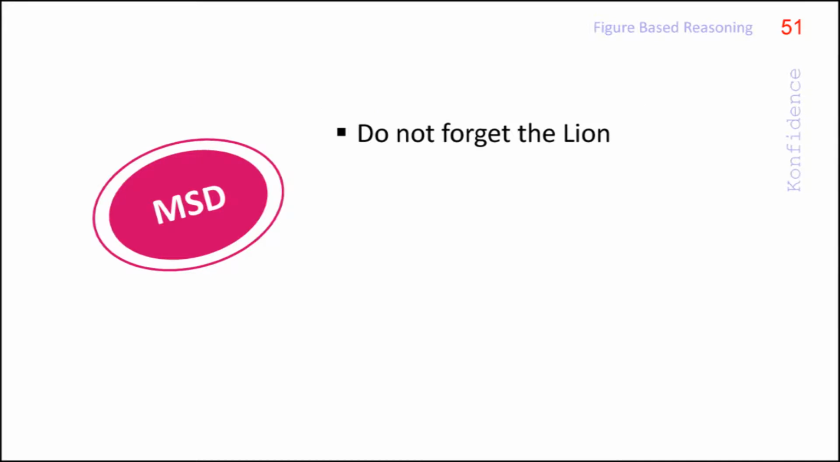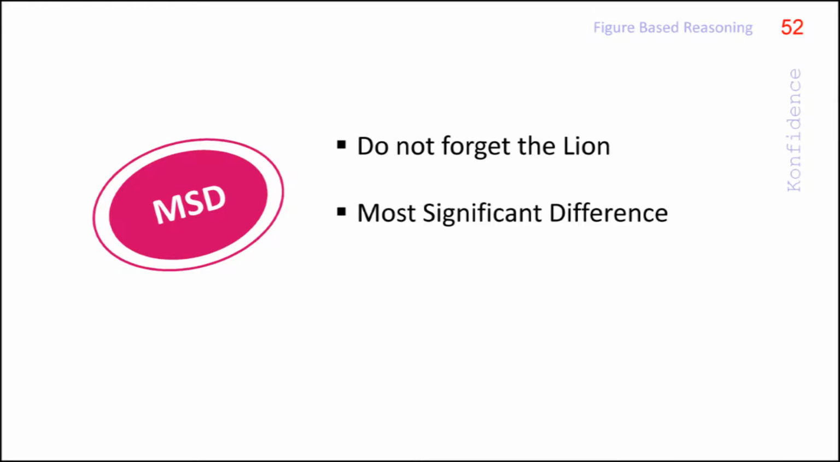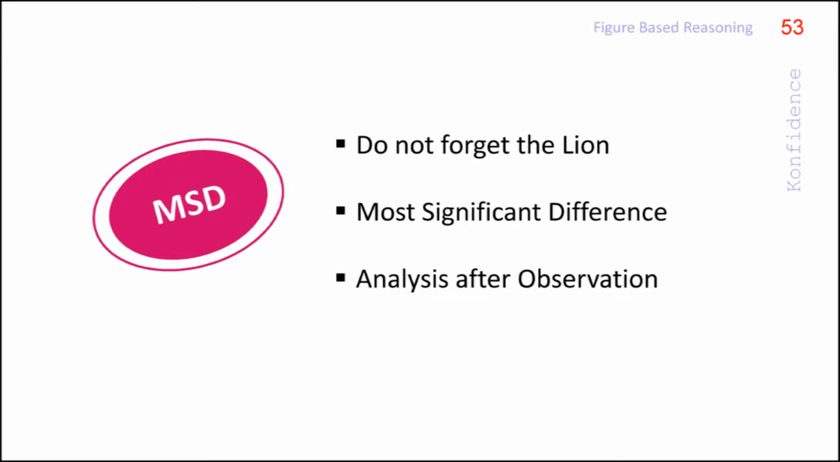Basic sense would suggest that it is the lion. But I am sure that you would have given a thought for the monkey looking downwards. That is paralysis by analysis. So, do not analyze too much. Keep it simple and ensure that the most significant difference gets the most preference. That is the principle of most significant difference. Do analysis only after the first observation does not show anything.